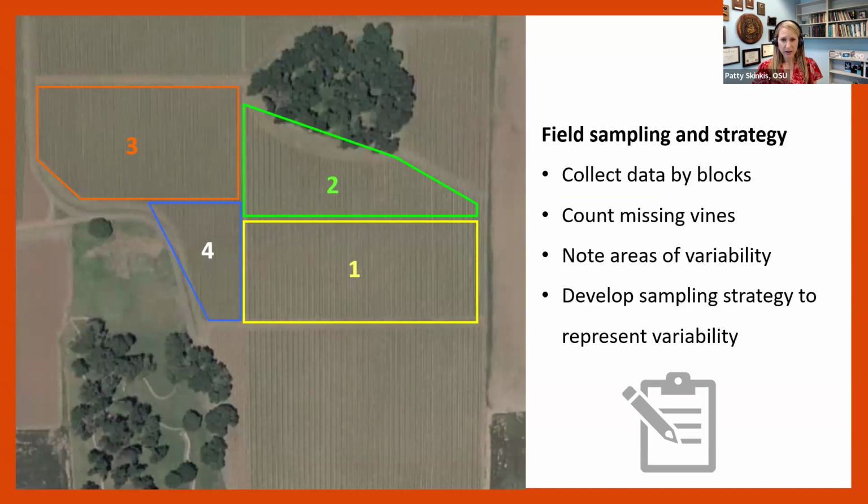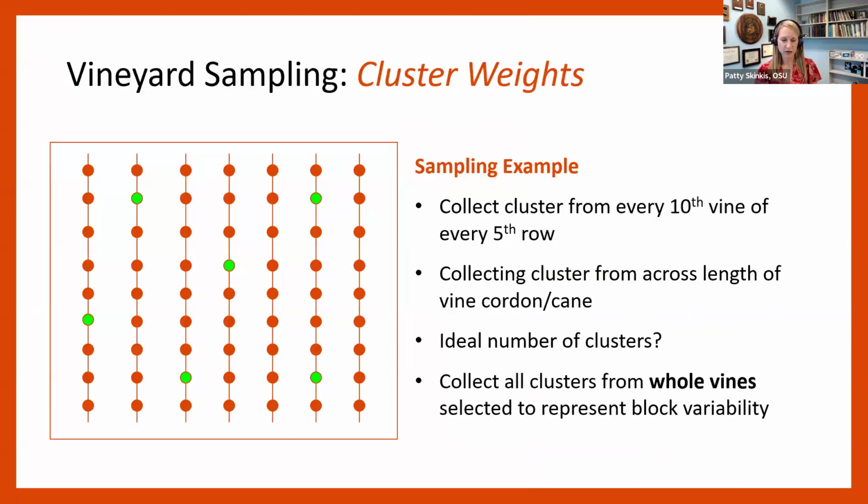So you want to collect your data by blocks. So here's a vineyard that is actually broken down just for the sake of sampling to say, we know there's variability here. We're going to break down 1, 2, 3, and 4, even though this is really functionally only 2 vineyard blocks. And that is one example of how you can deal with the variability. So you count the data by these blocks, count missing vines, make note of those areas of variability, and then sample in those areas that are representative of the variability. Obviously, the more irregular blocks you have, the harder it is to quantify number of vines and number of missing vines and those sorts of things.